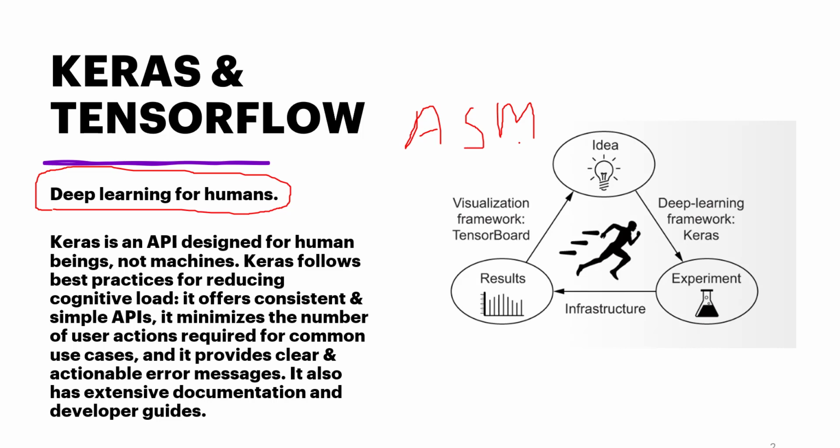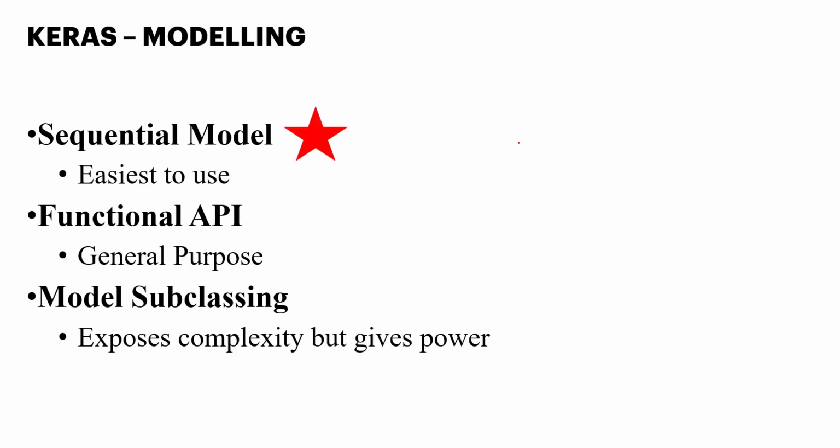So what did we do? Instead of using machine language or assembly language, we started using high level languages like C++ and Java, which abstract all the difficulty and make it very easy to code. The same thing with Keras also. It abstracts all the difficulties and makes deep learning and machine learning very easy to program. Keras has three different ways to do deep learning modeling: sequential model, functional API, and model subclassing. We are going to use sequential modeling here.